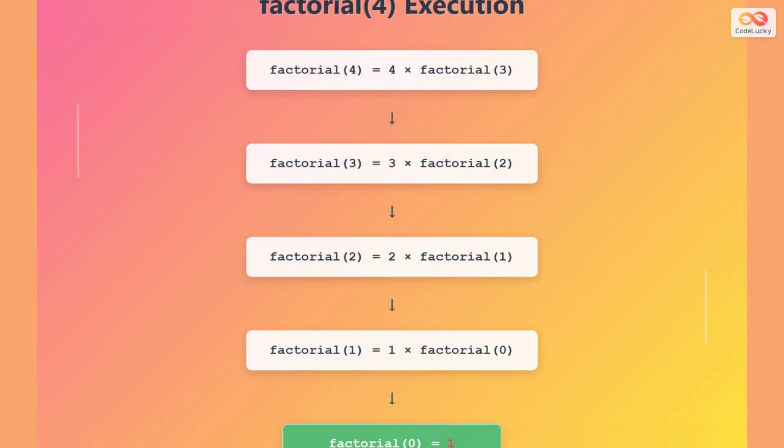Let's trace the execution of factorial of 4. First, we call factorial of 4, which equals 4 times factorial of 3. Then we call factorial of 3, which equals 3 times factorial of 2. Next, we call factorial of 2, which equals 2 times factorial of 1. Then we call factorial of 1, which equals 1 times factorial of 0. Finally, we call factorial of 0, which hits the base case and returns 1.